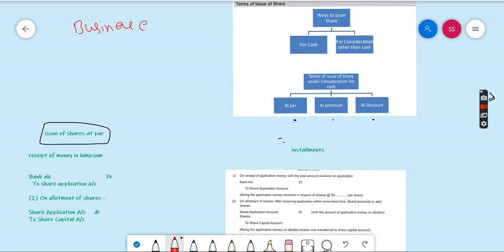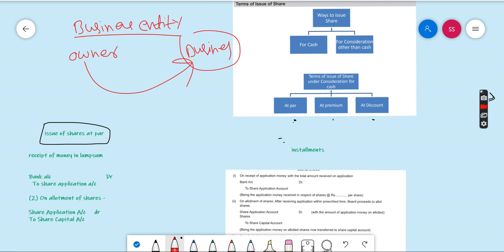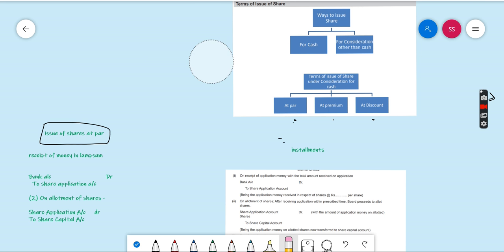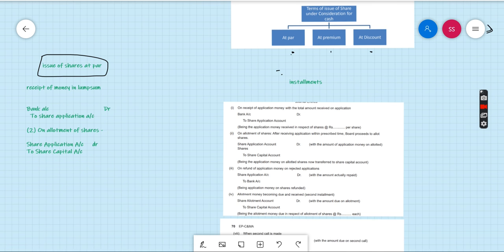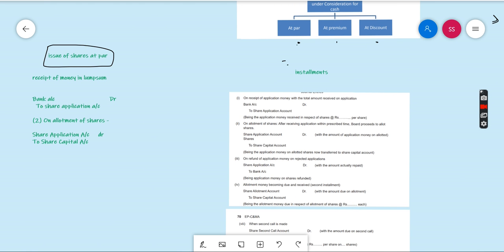Business entity concept. According to this concept, owner is separate and business is separate. Owner contributes capital to the business, so now the business is liable to pay back to the owner. So that's why, for the business, capital is a liability. Since you might have already learned all these things, I'm going pretty fast.